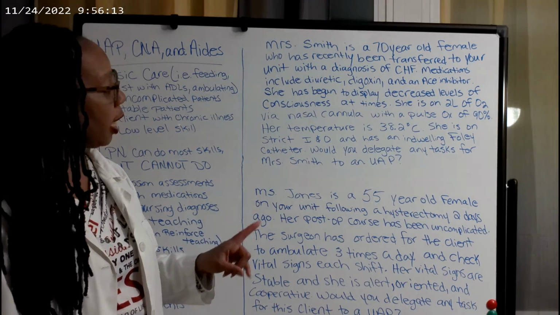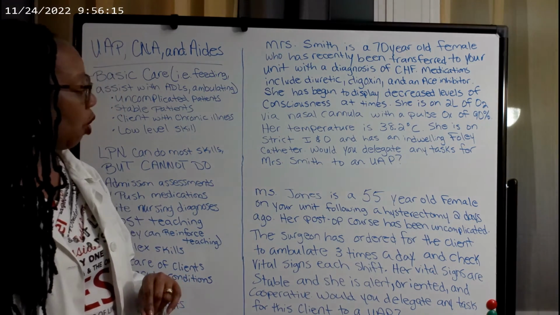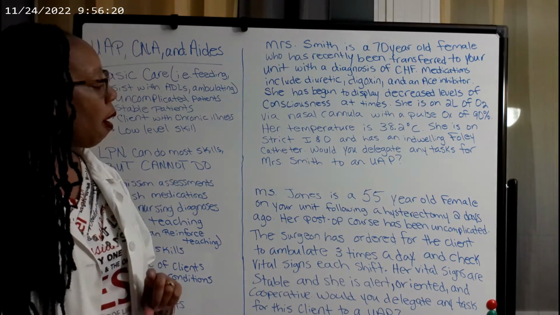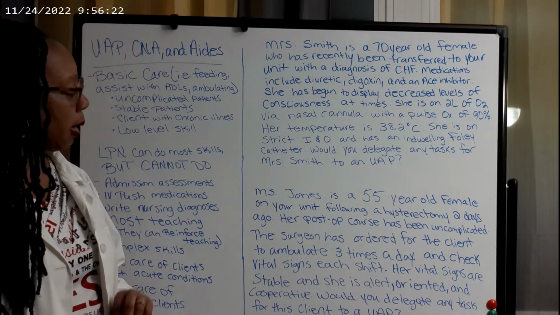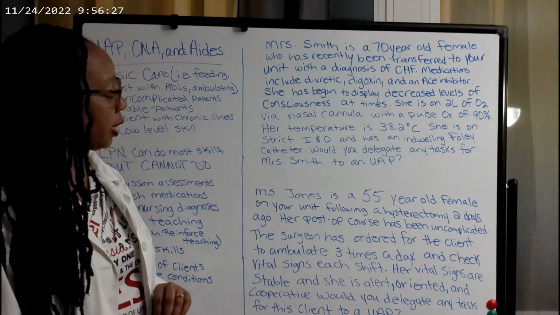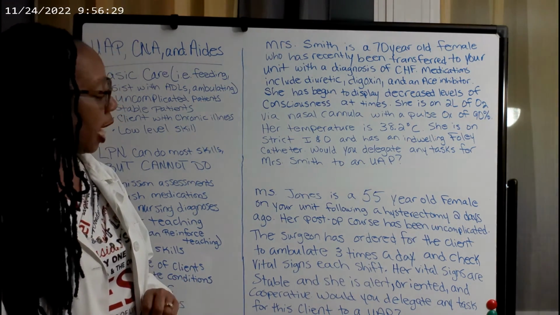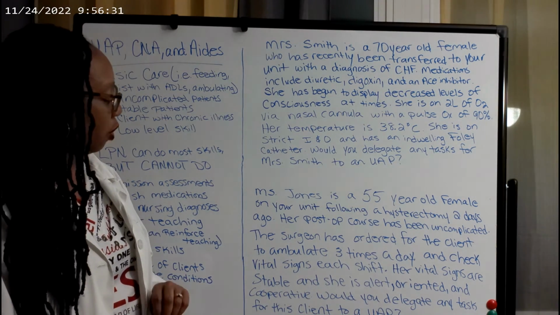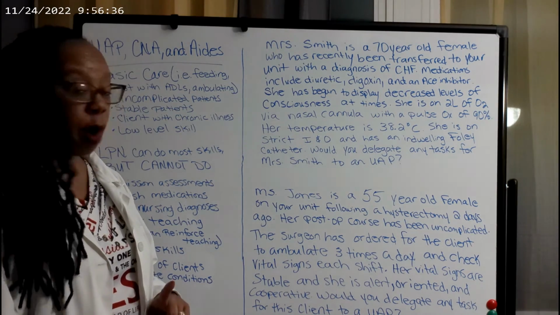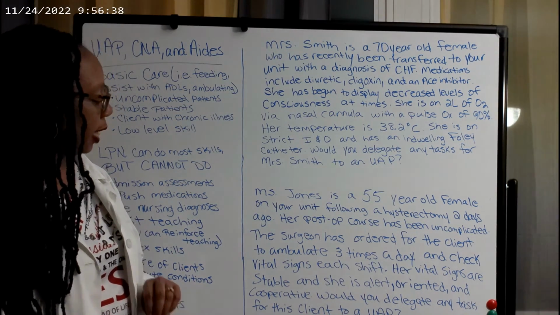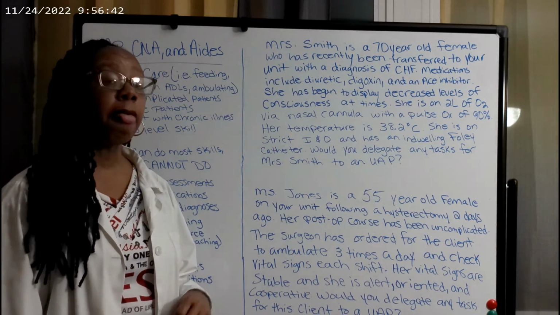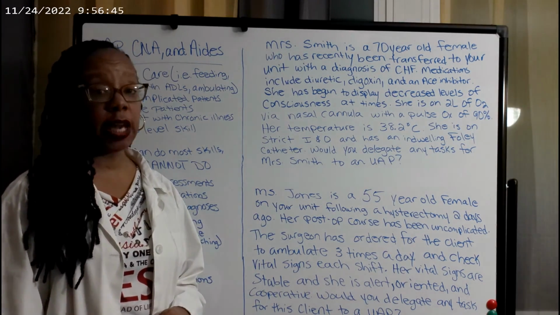Mrs. Jones is a 55-year-old female on your unit following a hysterectomy 2 days ago. Her post-op course has been uncomplicated. The surgeon has ordered for the client to ambulate 3 times a day and check vital signs each shift. Her vital signs are stable and she is alert, oriented, and cooperative. Would you delegate any task for this client to your unlicensed assistive personnel? And if so, which task would you delegate?